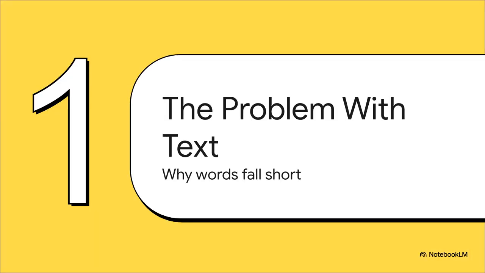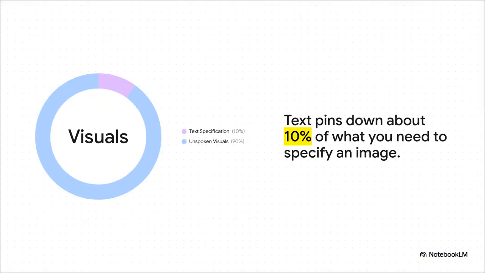Section 1, the problem with text. Okay, let's just go ahead and shatter the illusion right now that text alone is enough of a control signal for generating truly professional images. The core issue here is honestly staggering when you break it down. Text literally only pins down about 10% of what you actually need to specify to create a precise image. That leaves a massive 90% of the visual info, stuff like lighting, the exact layout, the specific camera angle, completely up to unpredictable chance. The reality is most of what makes an image great is purely visual, and frankly, you just can't describe it efficiently in words.